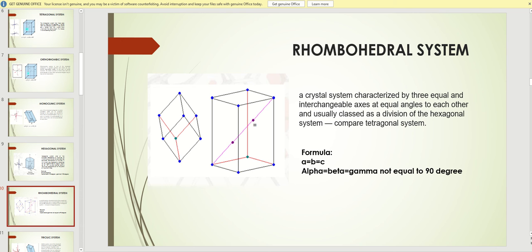Rhombohedral system, a crystal system characterized by 3 equal and interchangeable axes at equal angles to each other, and usually classed as a division of the hexagonal system, compared to the tetragonal system. So A equals B equals C. So all lengths are equal, but their axial angles are not equal to 90 degrees.